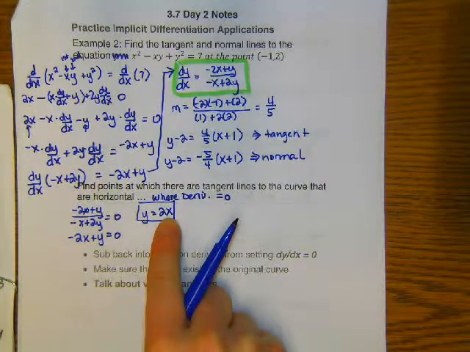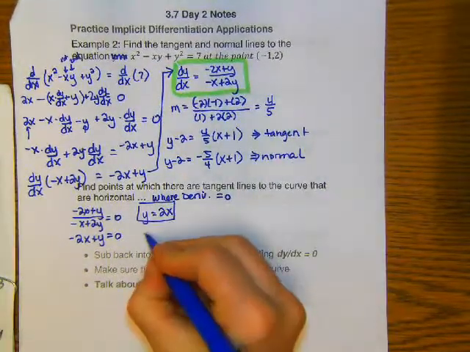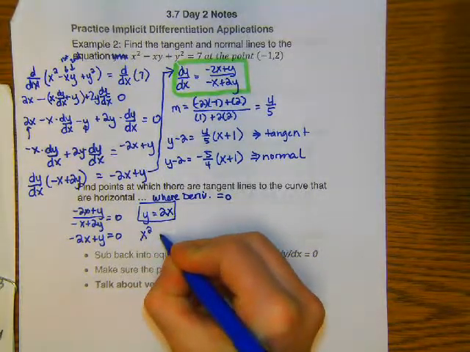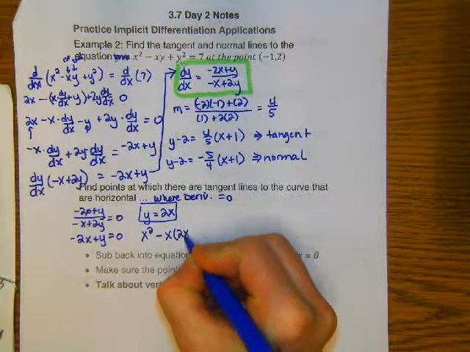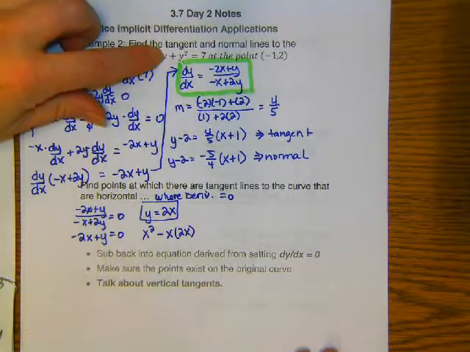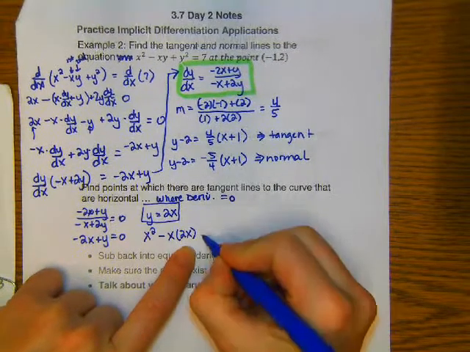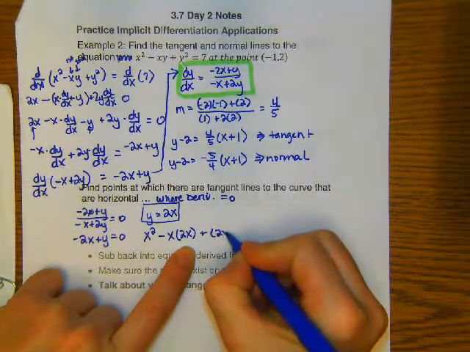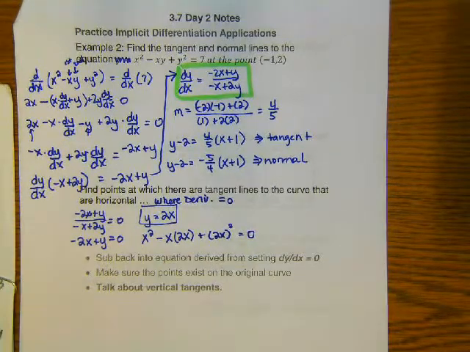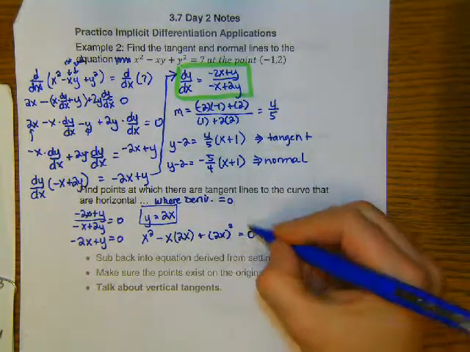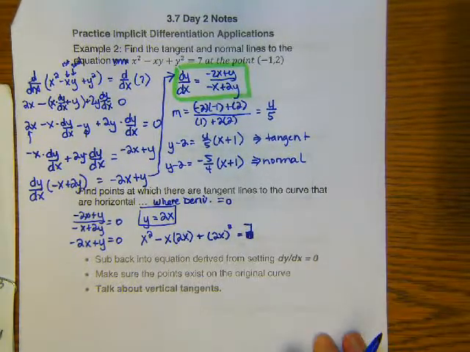So I do that. I go back up to my original equation up here, and I rewrite x squared minus x times, instead of y, I'm going to write 2x, okay? So we see the x times y here, but now I know y equals 2x when the derivative is 0, plus y squared, so 2x squared equals 0. And equals 7. We're looking at the original equation here. And let's solve for x.